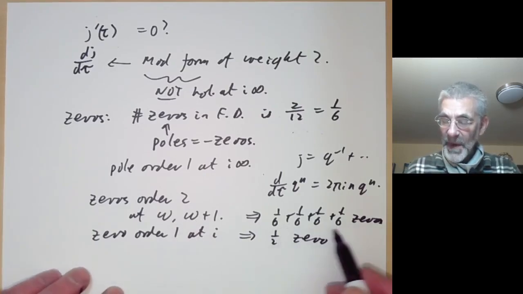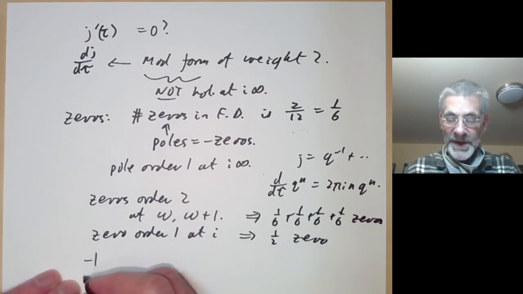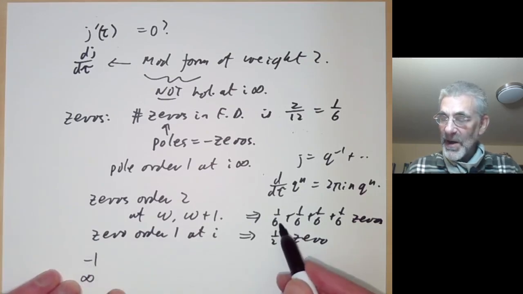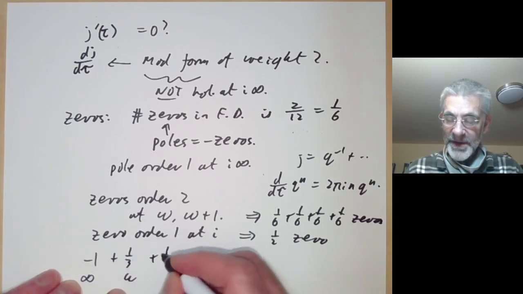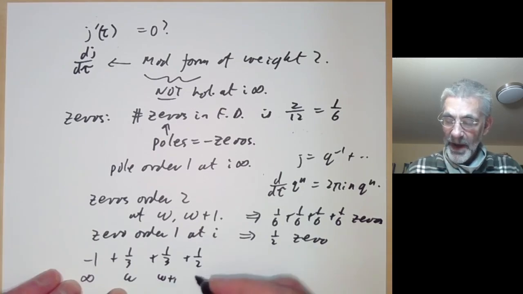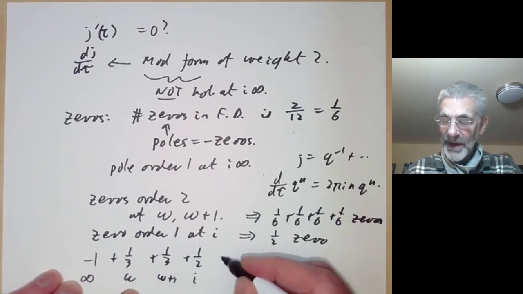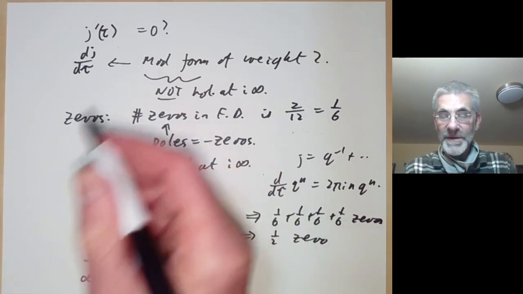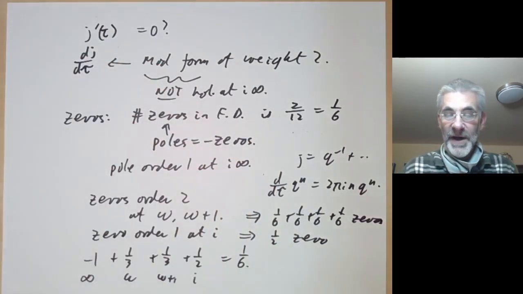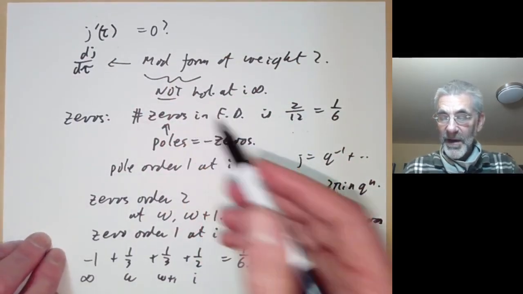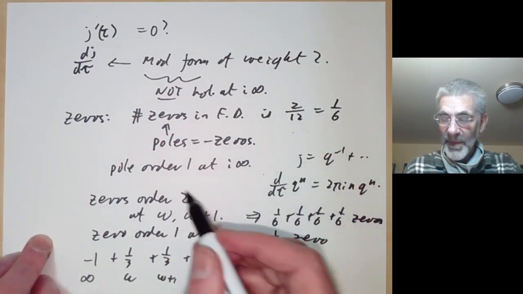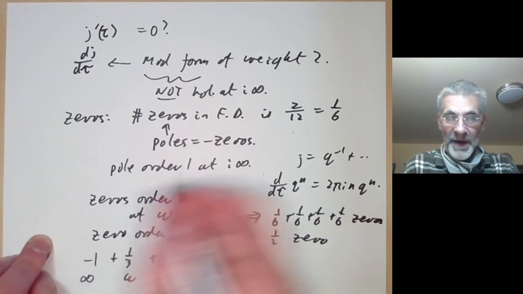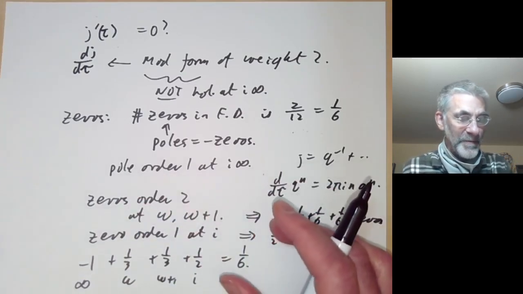So altogether, we have found minus 1 0 at infinity, and we found a third of a 0 at omega, and a third of a 0 at omega plus 1, and half a 0 at i. And if we add these all up, we get 1/6. So we've accounted for all the zeros of the derivative of j. Its only zeros are at these points omega and i, and their conjugates under SL2Z.